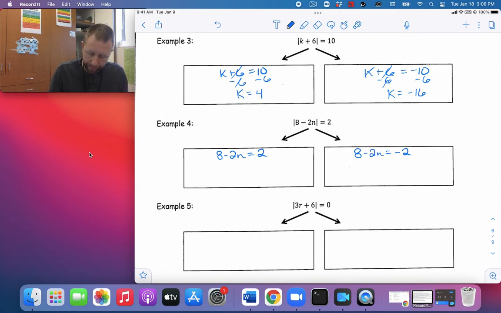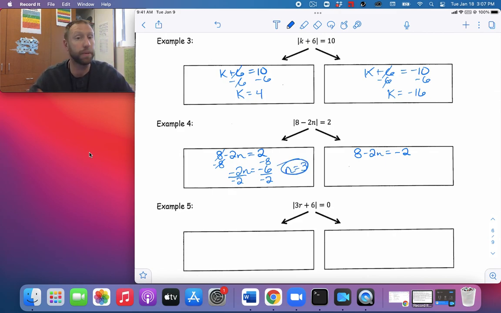So here, I'm going to subtract 8 from both sides, and I'm left with negative 2n equals negative 6, because 2 minus 8 is negative 6. And then I divide by negative 2 on both sides. A negative divided by a negative is a positive. So n could be positive 3.